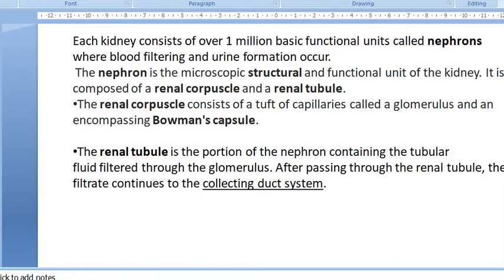Being a microscopic structure, the nephrons consist of two parts mainly: the renal corpuscle, which includes the glomerular capillaries or glomerular tuft, also called the glomerulus of the nephron, and an encompassing capsule called Bowman's capsule. Altogether, the renal corpuscle is also called the Malpighian corpuscle. The second part is the renal tubule.